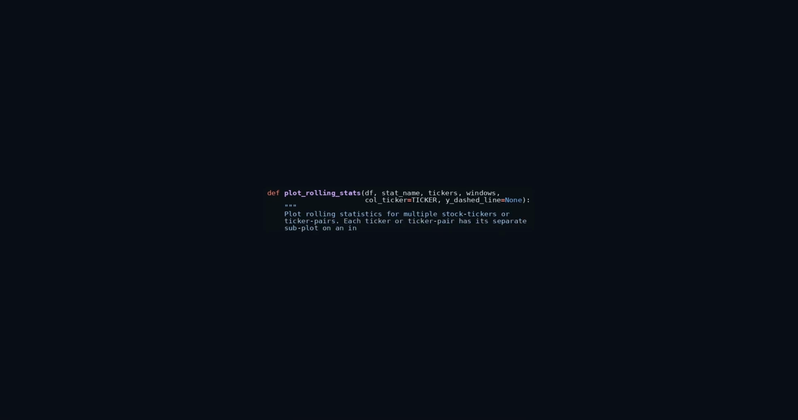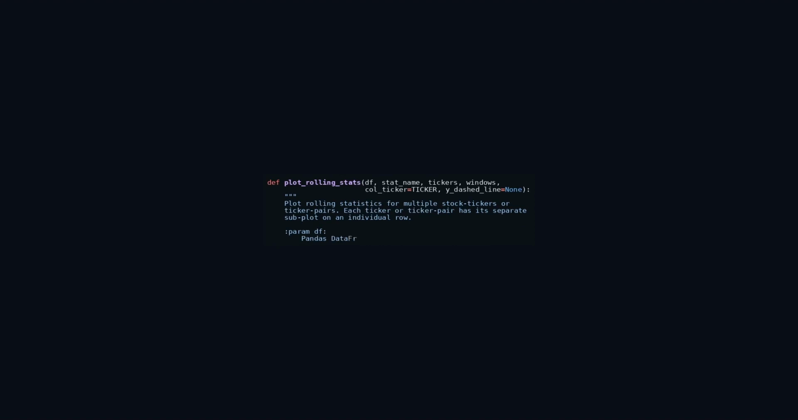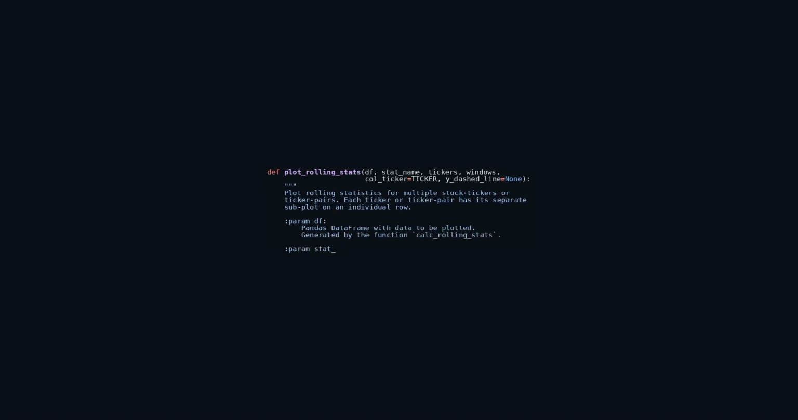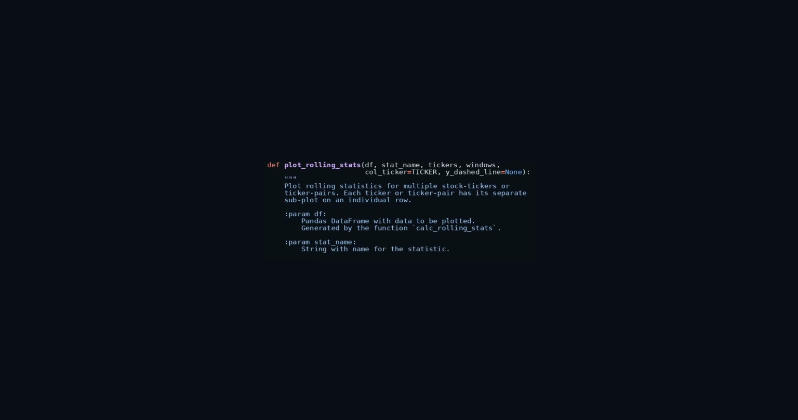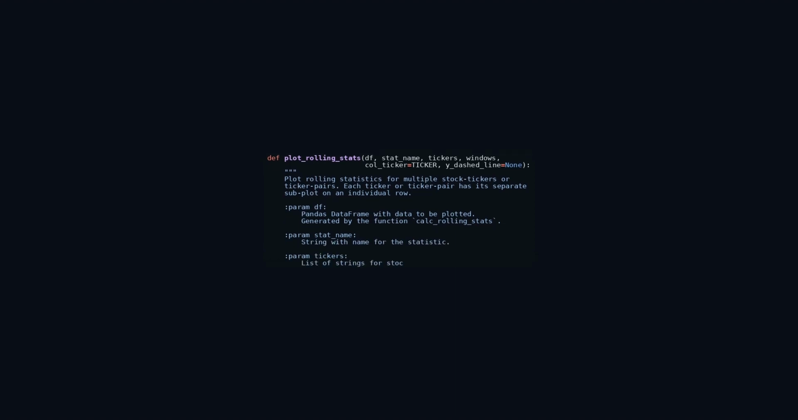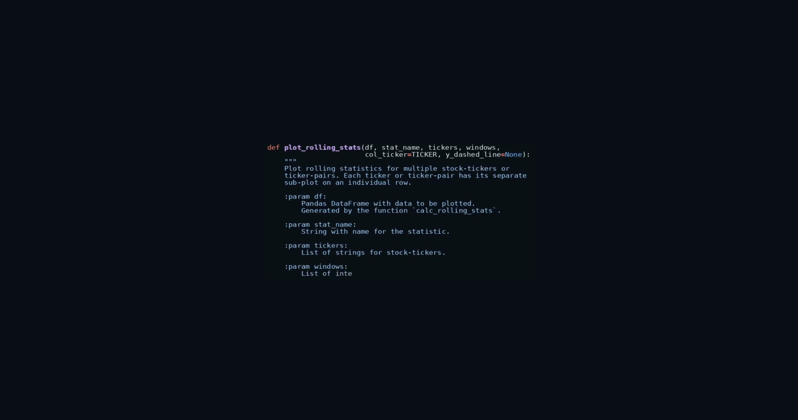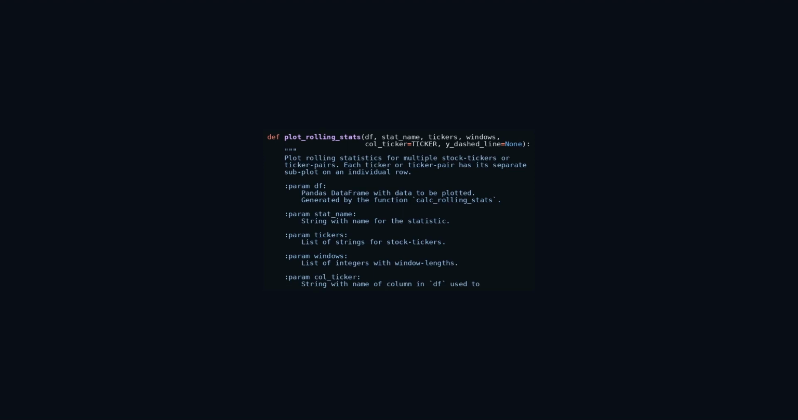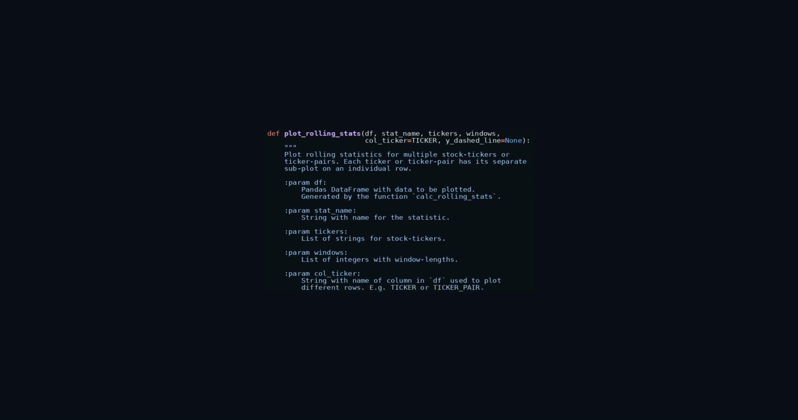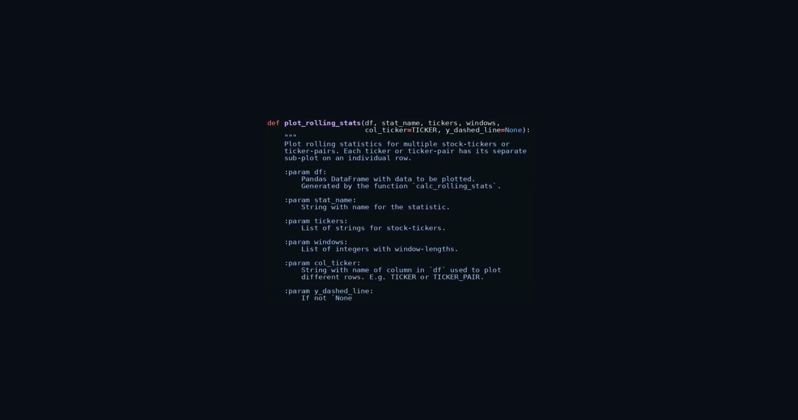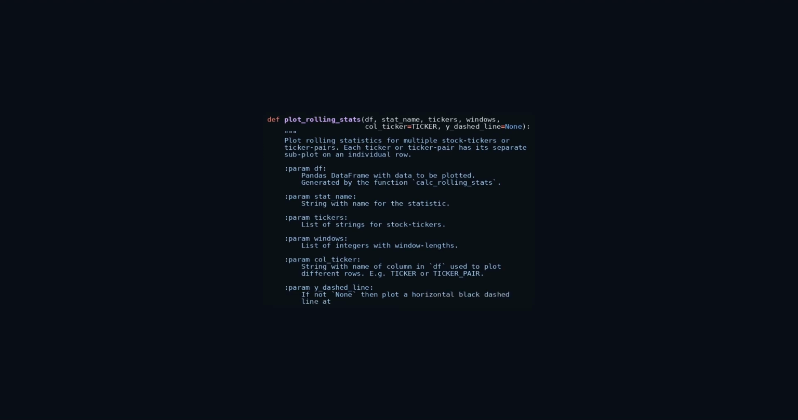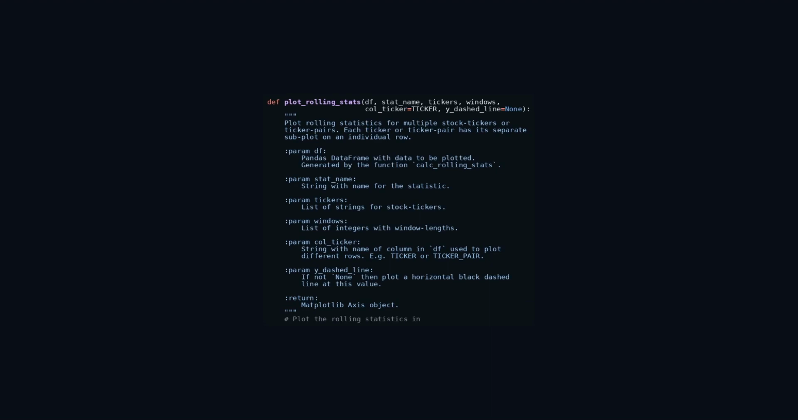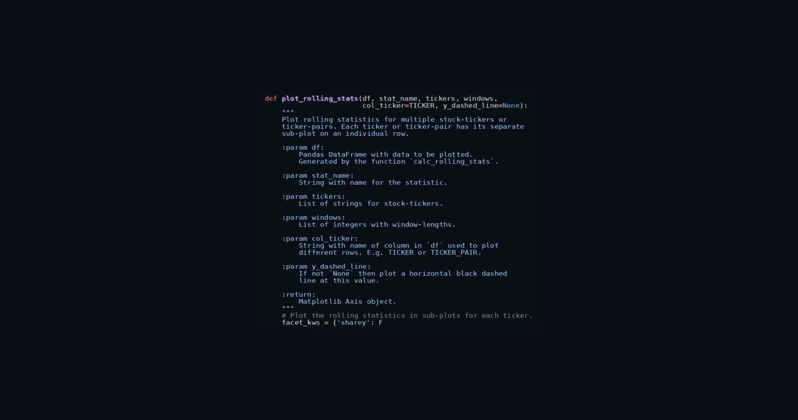The function takes several parameters: a data frame containing the data, the name of the statistic to plot, a list of stock tickers, a list of window lengths, the column used to differentiate between rows, and an optional horizontal line value. Using Seaborn, the function generates subplots for each ticker or ticker pair, displaying the rolling statistics as line plots. If a horizontal line value is provided, it adds a horizontal black dashed line at that specified value in each subplot to indicate a reference level.